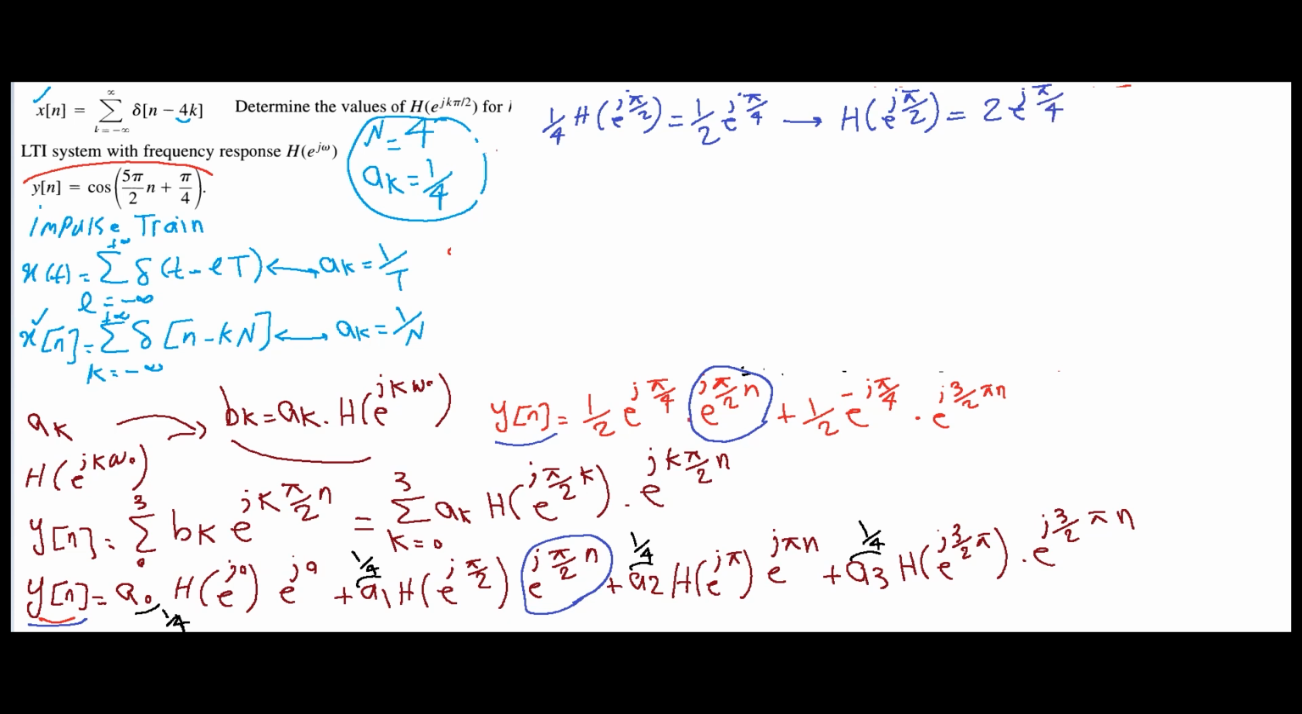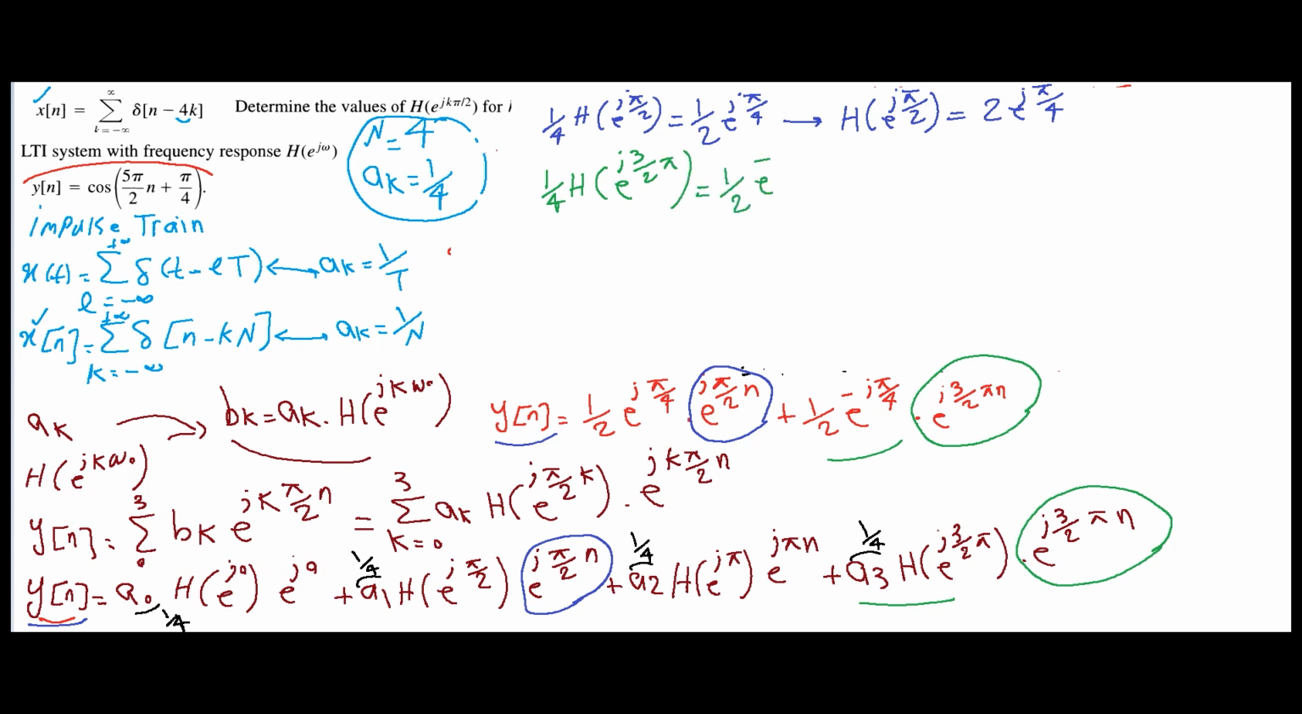Next, compare the coefficient of e^{j3πn/2}. We obtain 1/4 multiplied by H(e^{j3π/2}) equals 1/2 multiplied by e^{-jπ/4}. Hence, H(e^{j3π/2}) equals 2 multiplied by e^{-jπ/4}.